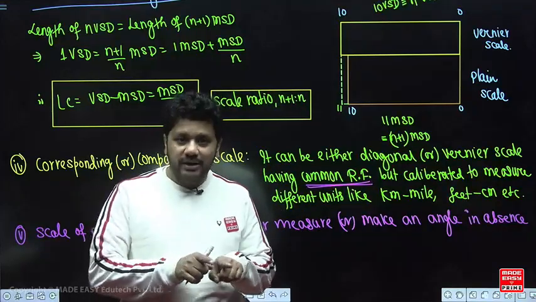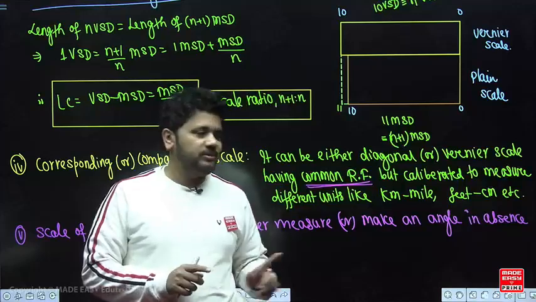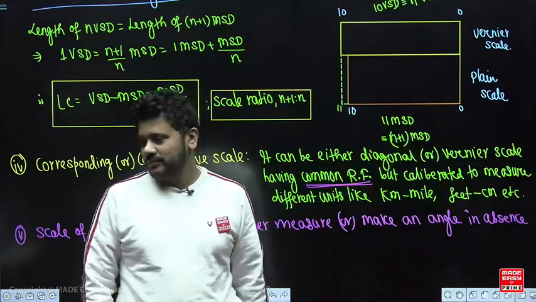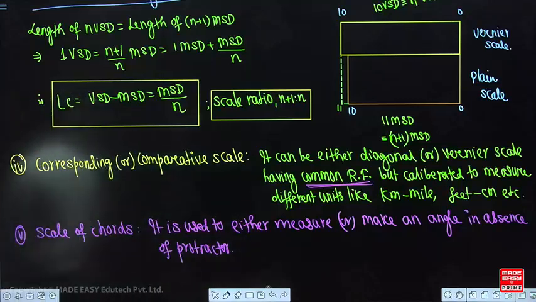So दोनों के लिए जो स्केल बनाओगे दोनों का RF सेम होगा. That means for kilometer and for the mile the same RF has to be used, right? But the calibration will be different, correct?